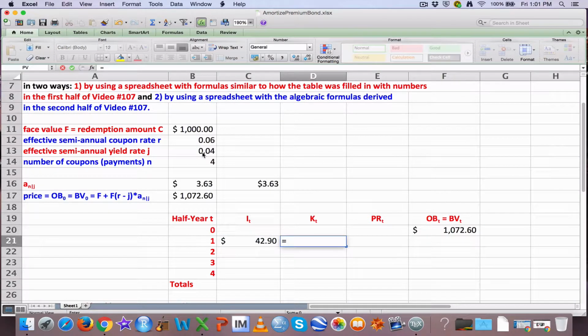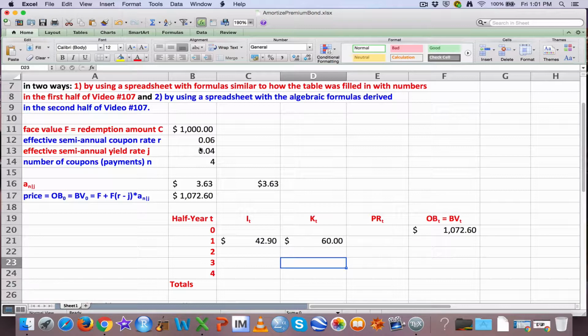The payment is the coupon amount. That would be F times R, and here I'd want to use both fixed cell references, B11 times B12, and that will be $60. And that'll be the same for cell D22 and D23. In D24, I'm going to add on 1,000 to that because I also want the government entity or the corporation to pay off their balance.